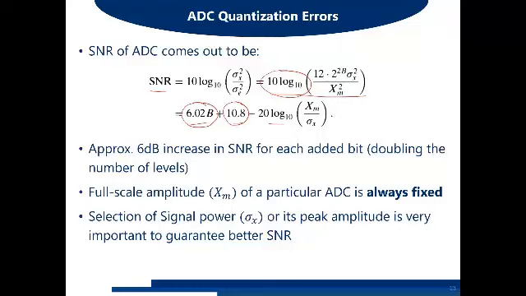And secondly, the full scale amplitude XM of a particular ADC is always fixed because it is the dynamic range of the ADC. You cannot provide any signal out of that dynamic range. If you provide a signal out of the dynamic range, it means a lot of quantization error and overflow will result. And selection of signal power or its peak amplitude is very important to guarantee better SNR, to avoid any kind of overflows and saturations, and thus reduce the quantization error.